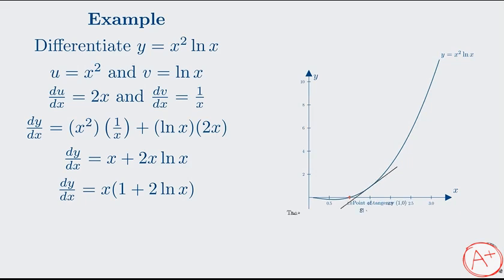Looking at the graph, at the point (1, 0), the gradient is exactly 1. This matches our formula: 1 times the quantity 1 plus 2 times natural log of 1, which is 1.